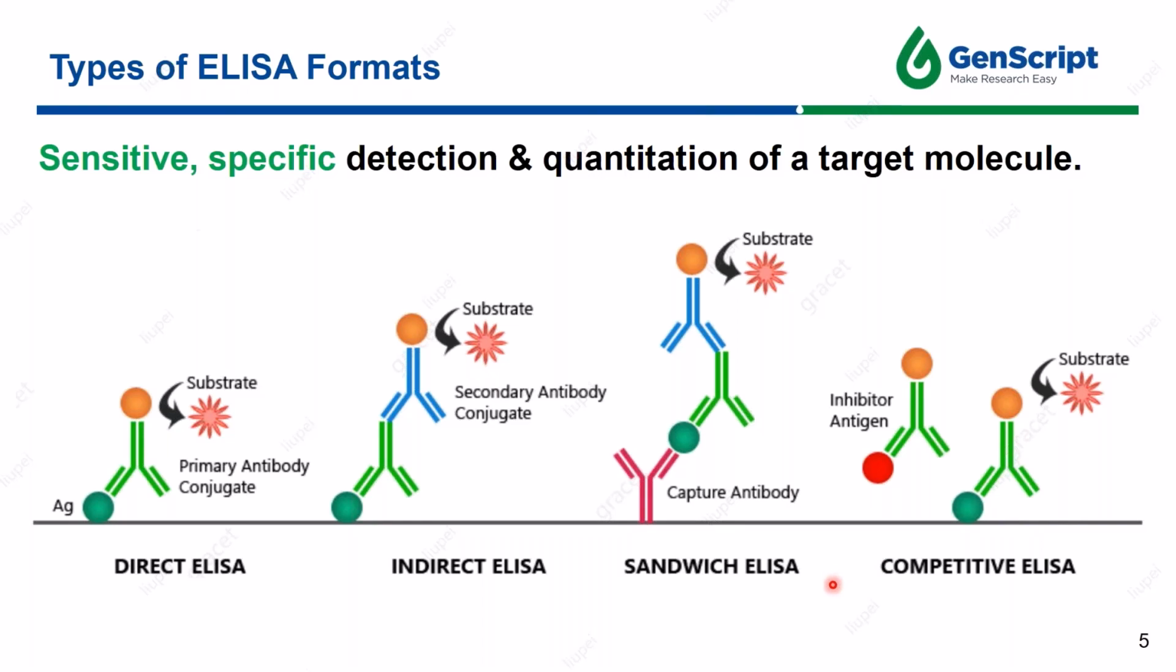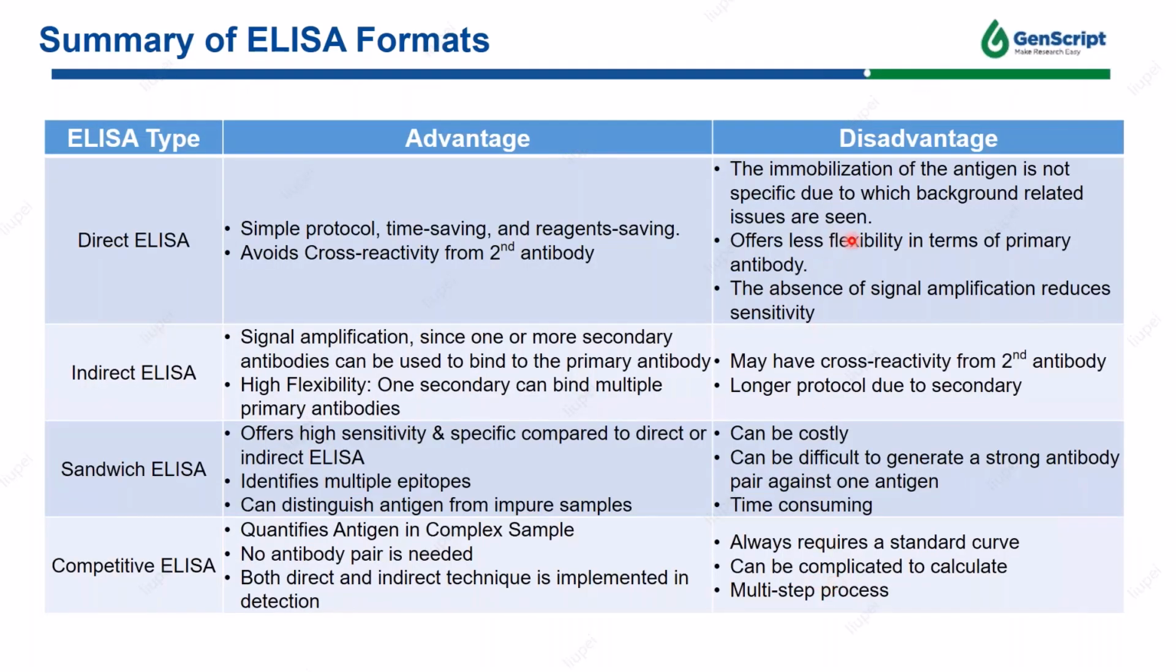So to summarize, there are 4 types of ELISA. Both have their advantages and disadvantages. I have talked with you about the slides, so I will skip these slides.